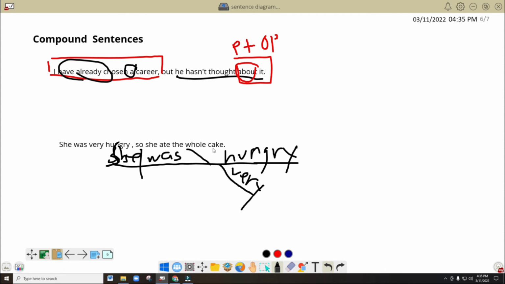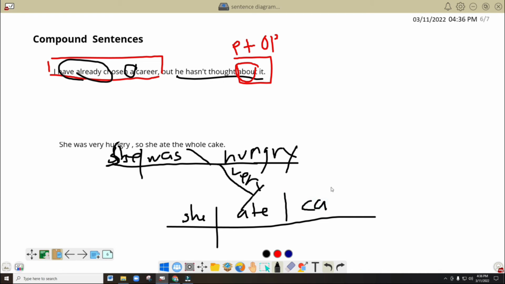She ate the whole cake. So let's make another. This is what I was talking about. She ate the whole cake. Do we have here something that describes or gives another name for the subject? If none, then we cannot use the diagonal line. Do we have here an object? Yes, we do. So we have here cake. So cake is the object in here.